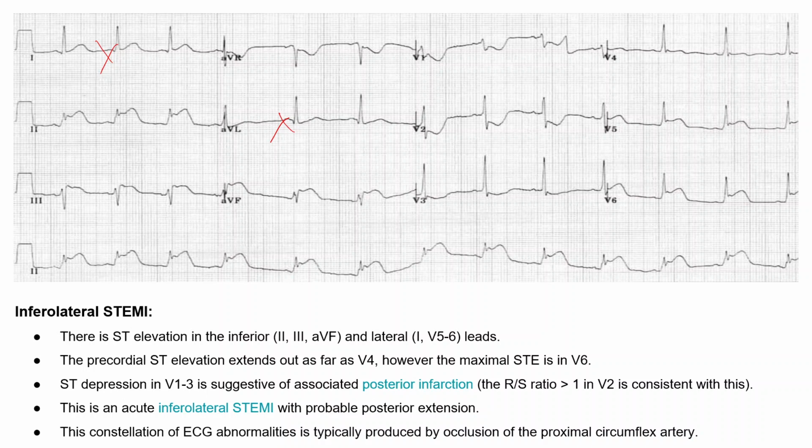Lead V5, you can see there is ST elevation. V6, there is ST elevation. In lead 2 also there is ST elevation, lead 3 also there is ST elevation, lead aVF also there is ST elevation. Okay, so this is inferior lateral wall MI, and this can be seen by that LAD wrap around pattern.